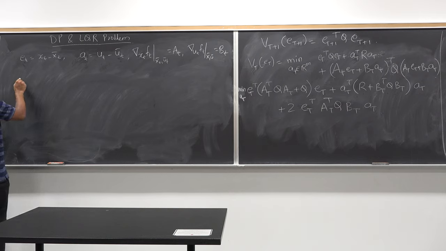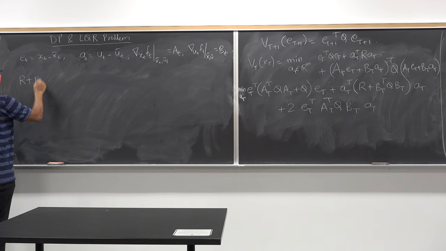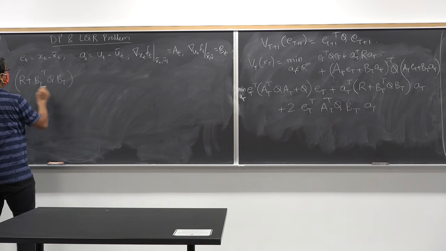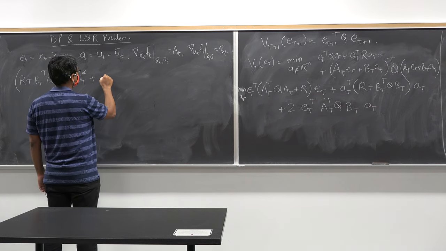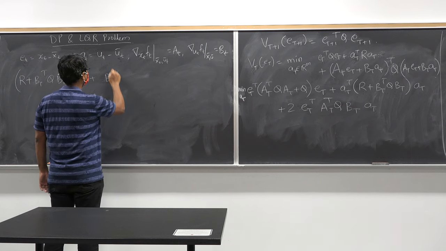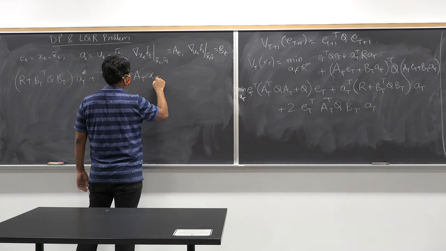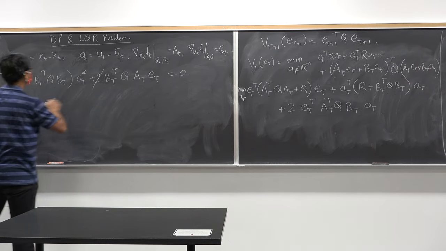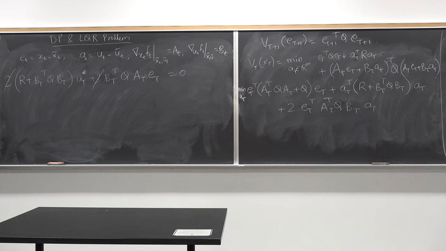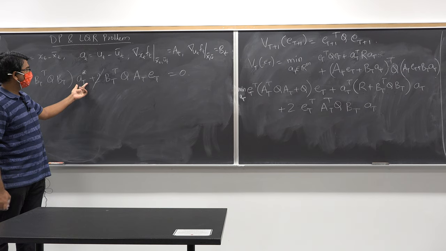So let me take the first derivative. That turns out to be R plus B_T transpose Q B_T a star T plus B_T transpose Q A_T e_T equals zero. No, not x_T, e_T. Yeah, that's right. Actually, I should put 2 here, and 2 here, and cancel them because it's zero on the other side. Okay, so this is the equation that the optimal a star T must satisfy. a star T is the optimal solution to that problem.